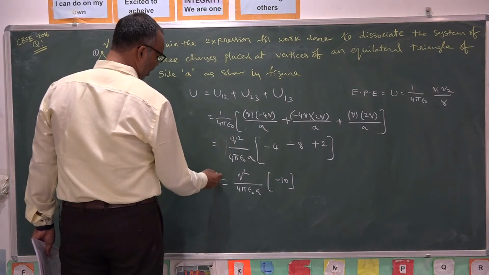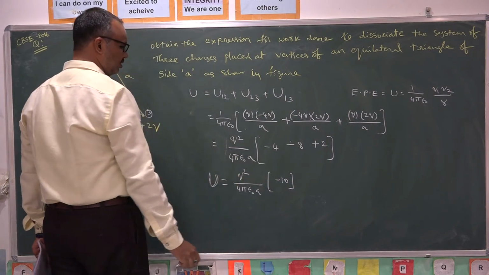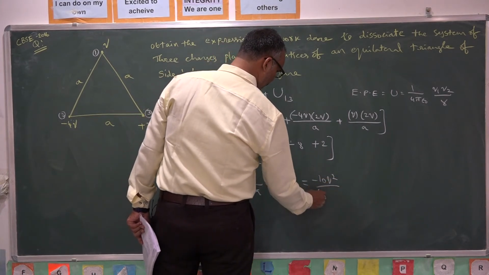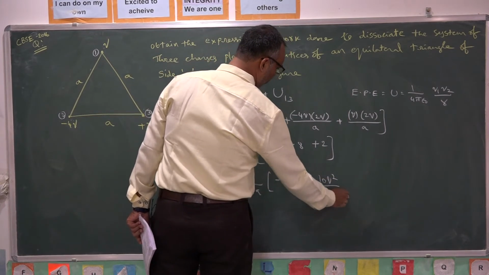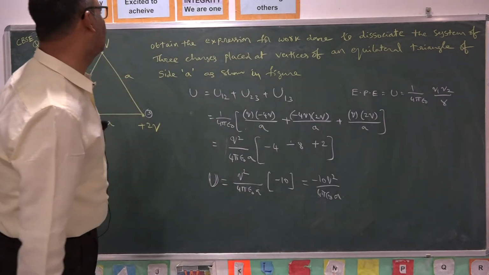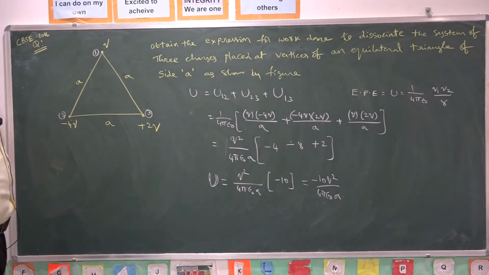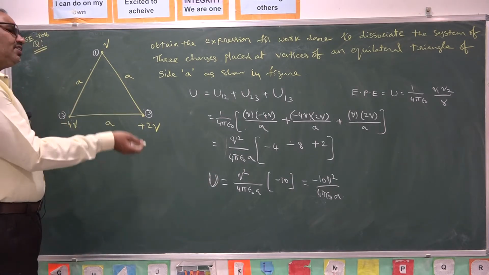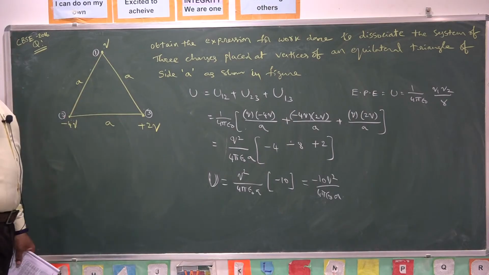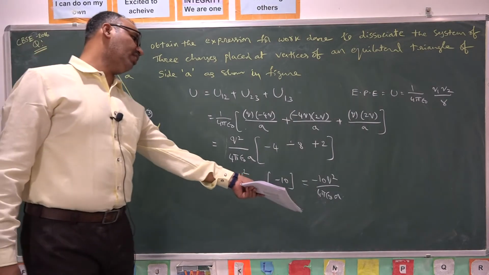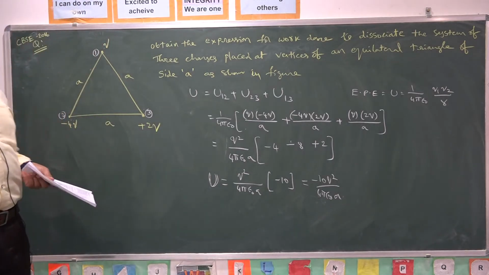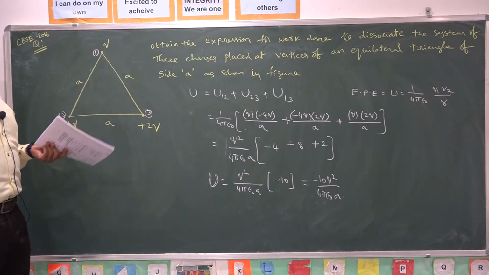As it is an attraction energy, minus is there: minus 10 Q square by 4 pi epsilon naught A. But the question is, obtain the expression for work done to dissociate the system. This is the energy possessed by the system. If you supply the same amount of energy, as it is negative energy, if you provide the same amount of positive energy, net energy becomes 0. Once the energy of interaction becomes 0, they will separate from one another.